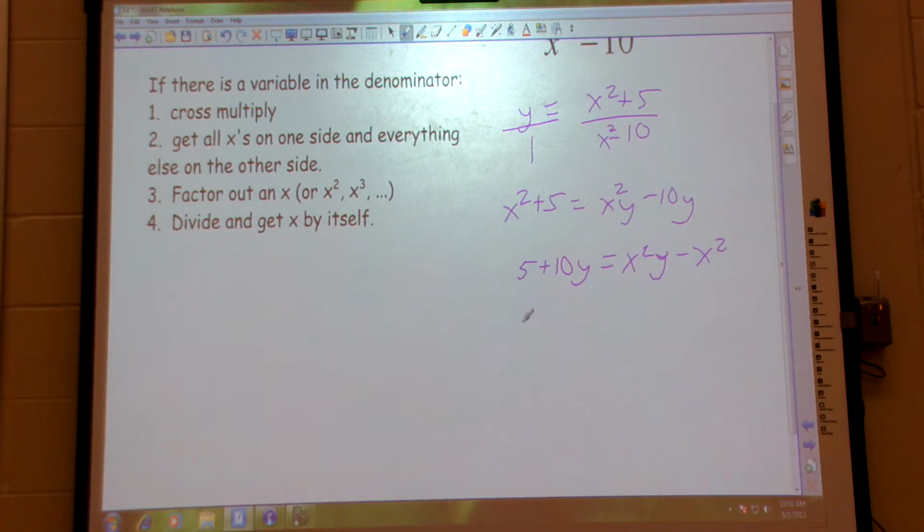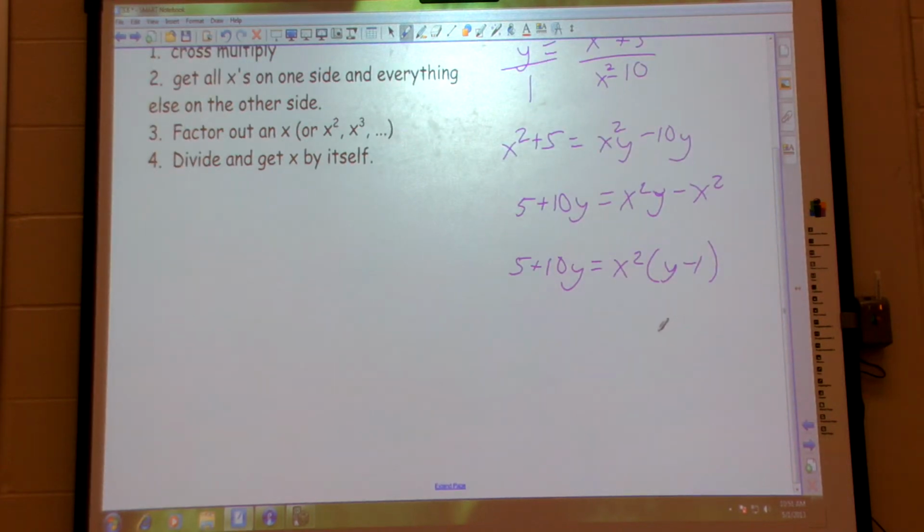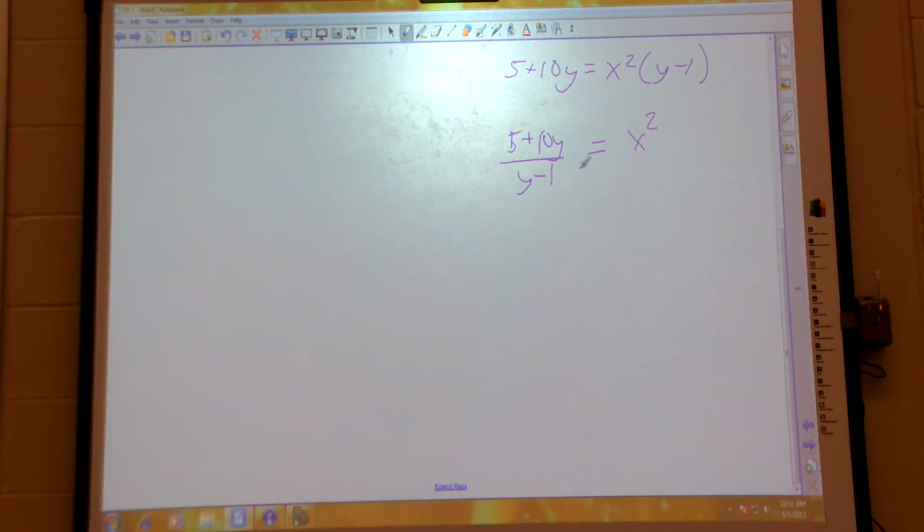Factor out an x squared, no problem. I'm left with y minus 1. Now I want to get x squared by itself, so divide. So I have 5 plus 10y over y minus 1. What's that? Theta. I can't write today. Now how do you get x by itself? Square root it. Now here's the thing. I'm not going to plus or minus the square root.